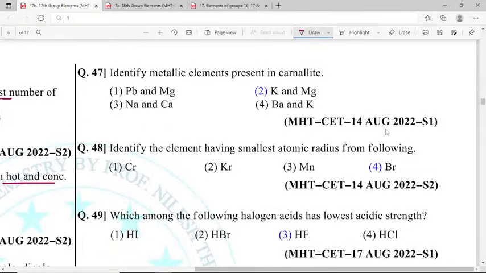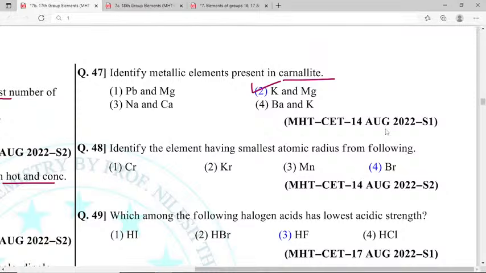Identify the metallic element present in carnallite. We just saw potassium chloride, magnesium chloride. Potassium chloride, magnesium chloride, KCl, MgCl2, 6 hydrate.